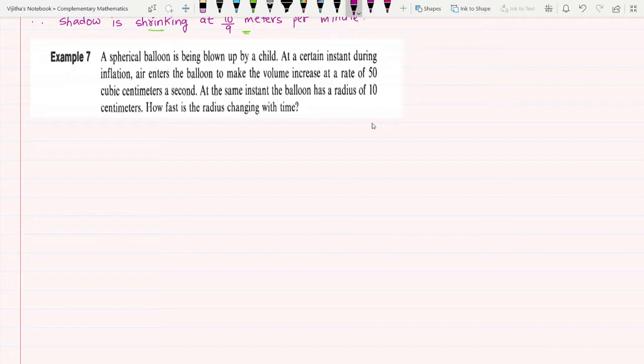Okay. So it is given that at a certain time we have a radius of 10 centimeter, and it is also given that the volume increases at a rate. So the rate of change of volume, dV by dt, is given to be 50 cubic centimeters per second.